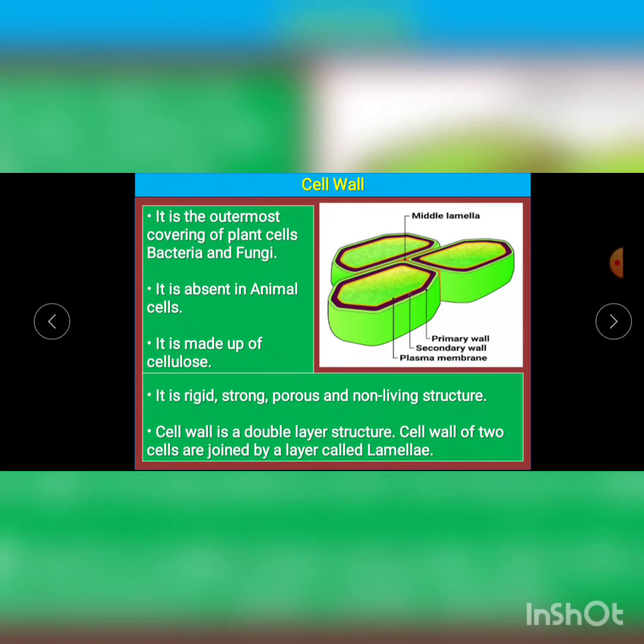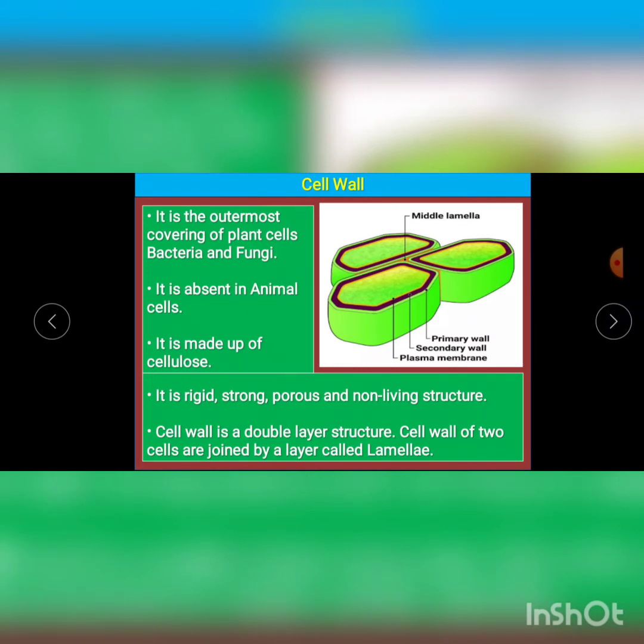But along with the plasma membrane, the plant cell has an additional outer cover, which is the outermost cover, called the cell wall. And the cell wall is a double layered structure. The outermost layer is called the primary wall and the inner one is called the secondary wall. The cell wall is made up of cellulose, which is a complex carbohydrate.